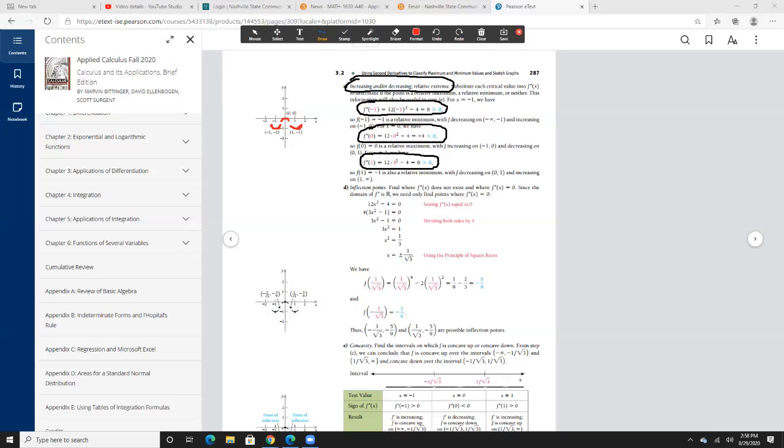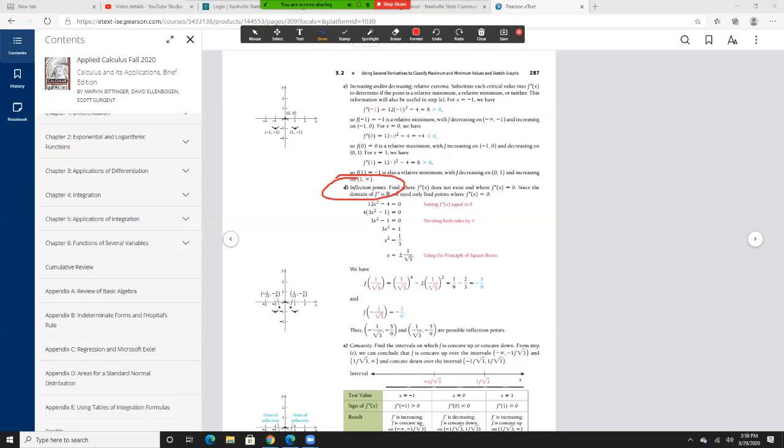And the last thing they want us to look at are the possible inflection points, which takes us to this point here. Remember, in order to find possible inflection points, you have to set the second derivative equal to 0. They set the second derivative equal to 0, and notice the algebra gets to be a lot of fun. And they found two values. x is equal to plus or minus 1 over the square root of 3. Those are the two values that are potential inflection points.